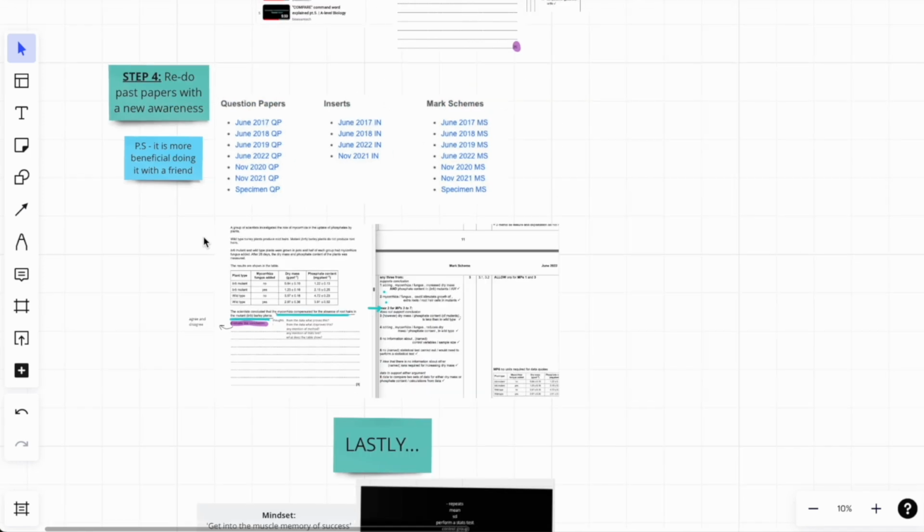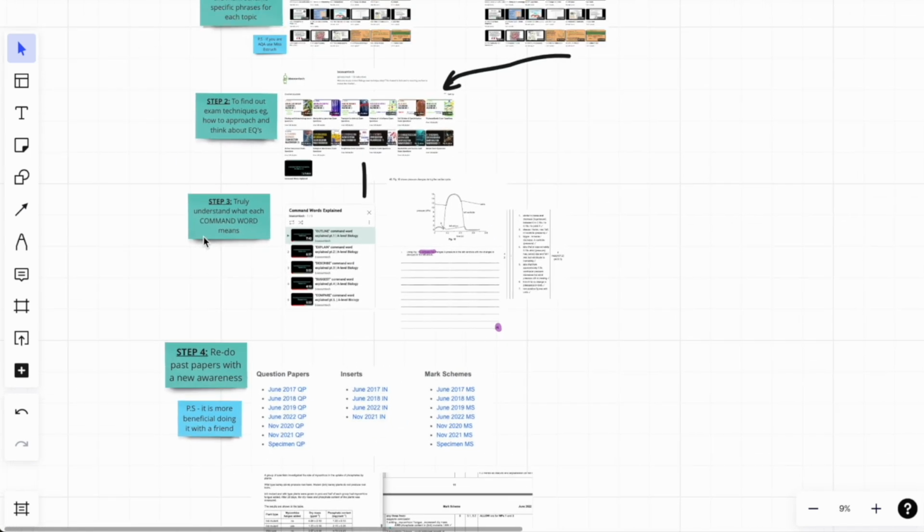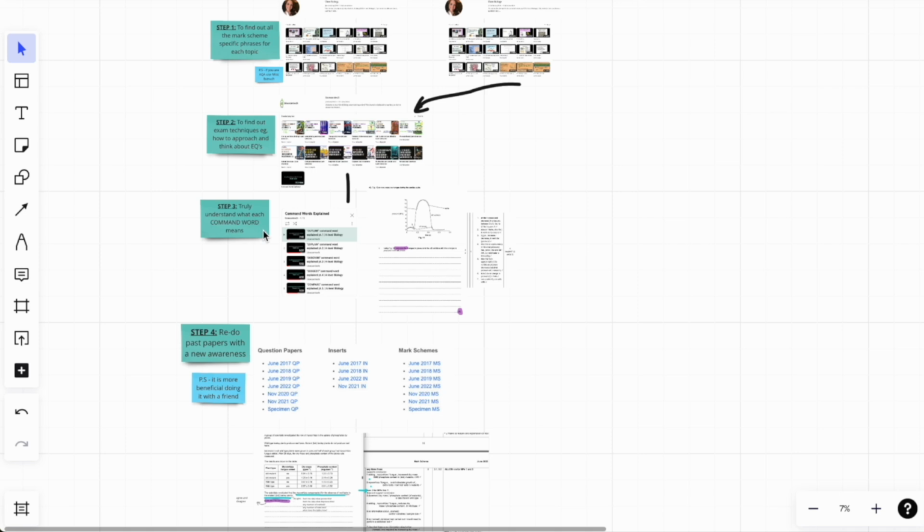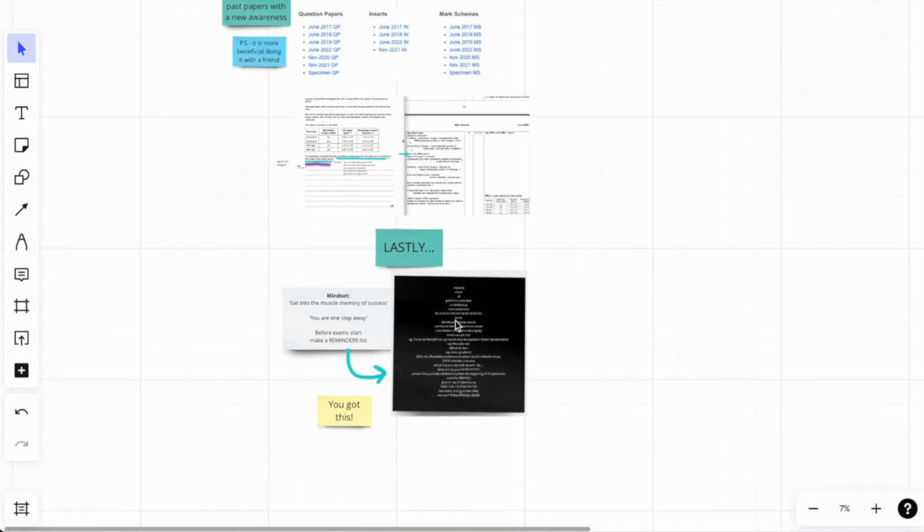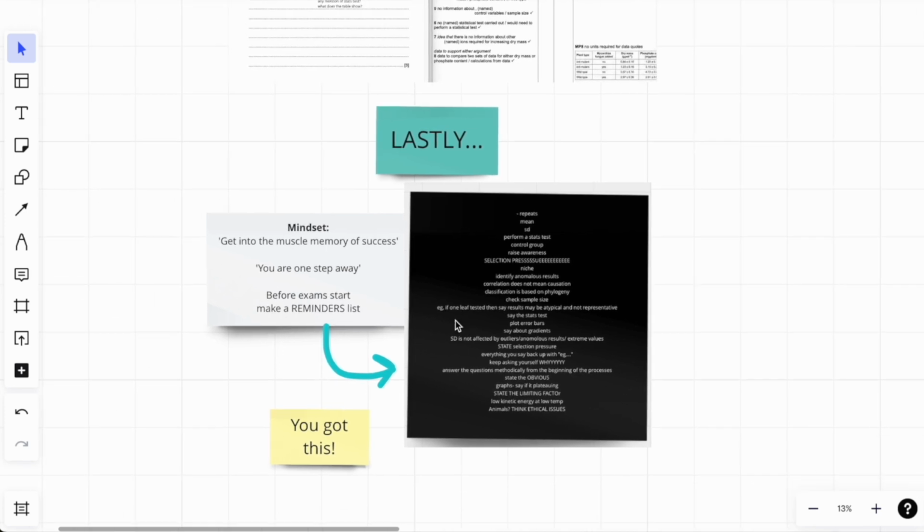And yeah, so those are the four steps of how to get that A1 A star in one month for A-level biology. But there's one more thing I want to talk about, and that's mindset. You did not come this far to just come this far. You've worked very hard, and now's your time to shine.